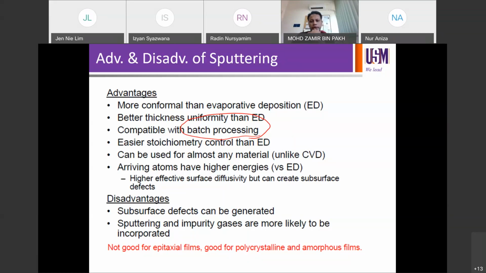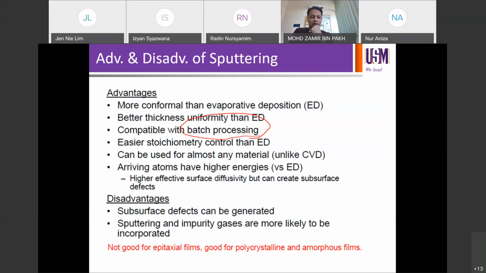Easier stoichiometry control than evaporative deposition, yes, can be used for almost any material, unlike CVD. So we're going to see CVD later on. Arriving atoms have higher energies, particularly if you use bias to attract more argon to induce more collision. Disadvantages: subsurface defects can be generated upon impingement of high energy ions or atoms. So that can also induce defects. So that may need annealing as well. I believe it's not as bad as implantation as far as the energy is concerned.